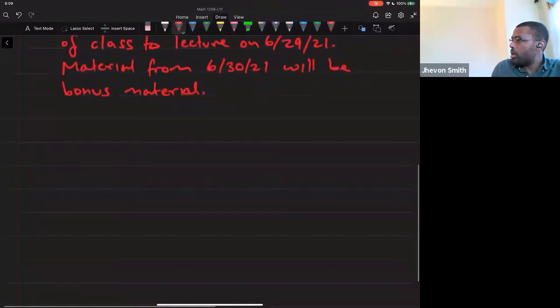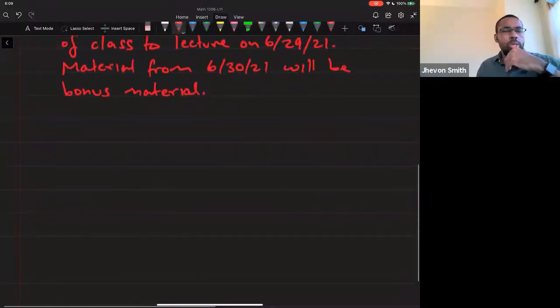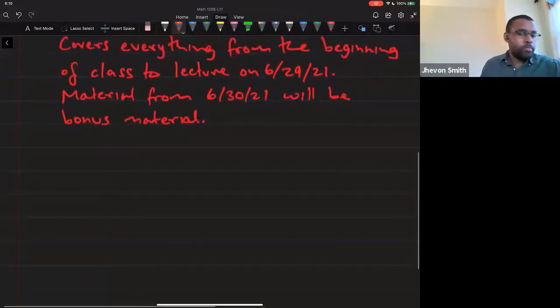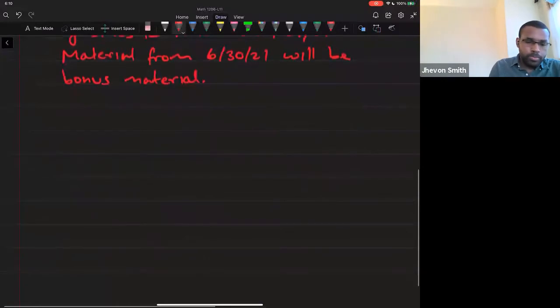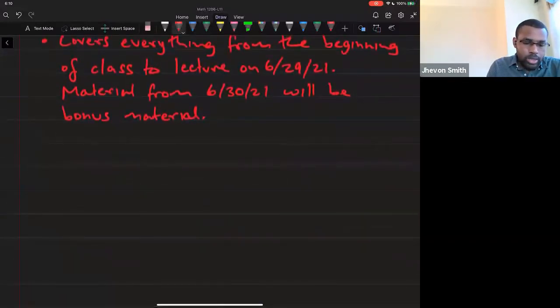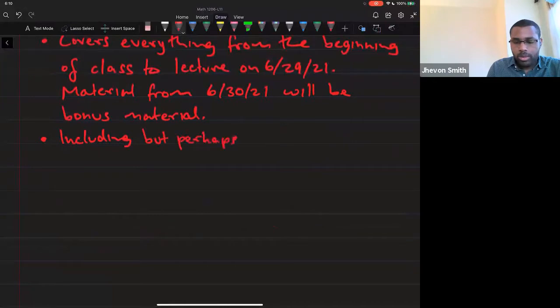Except I'll mention a little bit more about errors between curves, which we did yesterday, and I pretty much told you everything that I think you would need to know about that. But I'll talk a little bit more about it today. But it would be included on your regular test. But that's the gist of it, and I would say, including, but perhaps not limited to.